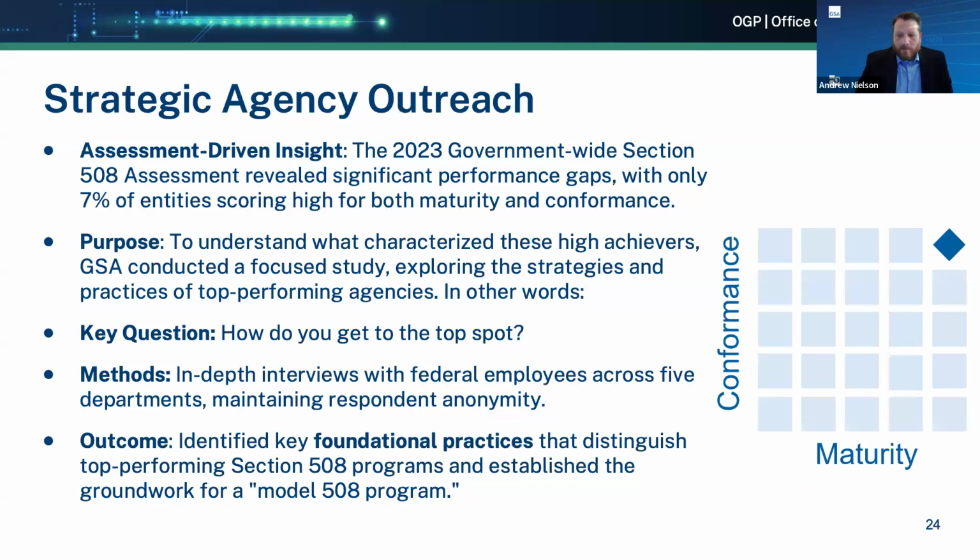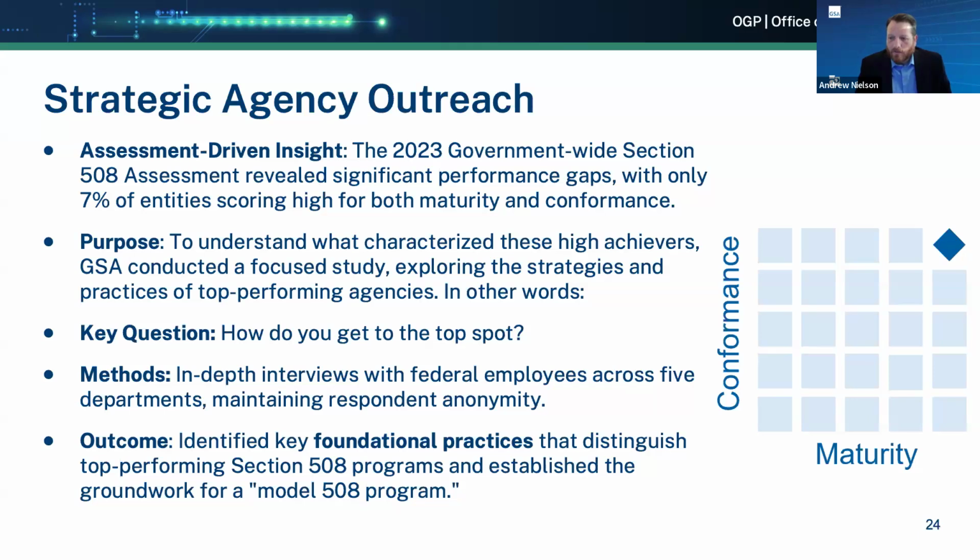All right, so a couple things to point out. We also conducted a follow-up informal study, or maybe more subjective study. We followed up with agencies that tended to perform better, maybe not very high conformance and very high maturity, but somewhere in that range of high maturity and high conformance, to identify what are the things that stand out? What are the things that make a difference in terms of their performance?